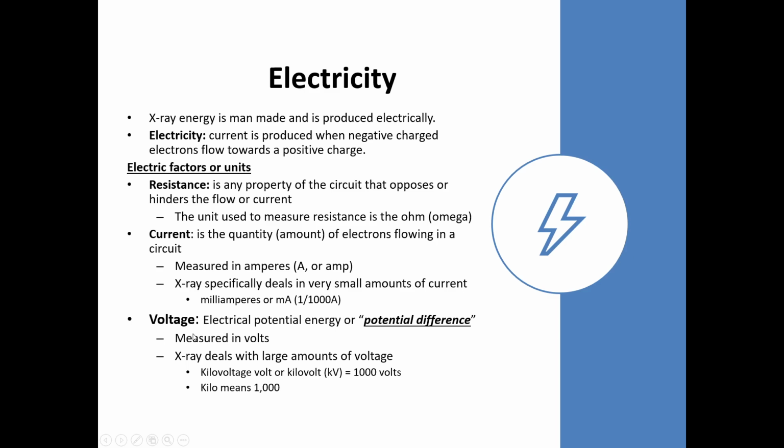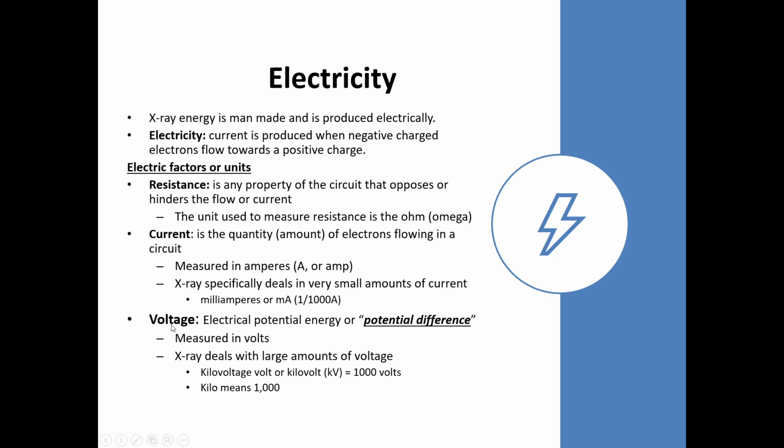And then voltage is electrical potential energy or potential difference. Voltage is kind of the most confusing one. It basically says the electrons at the starting part of the circuit, how badly do they want to get to the end part of the circuit? It's the idea of the top of the roller coaster just before you go down. That roller coaster has potential energy because once you push it forward, it's going to drop and fly down the track. It's the same concept here.